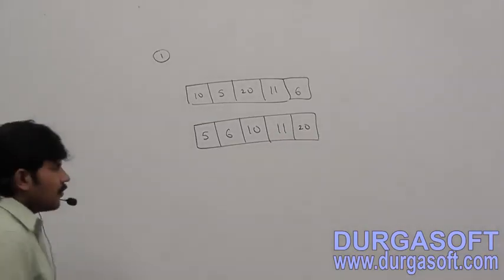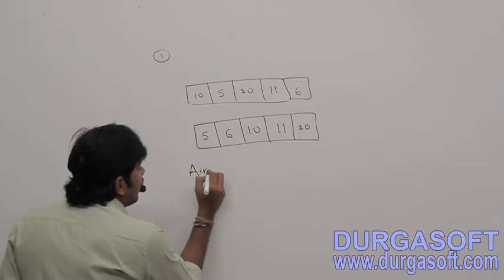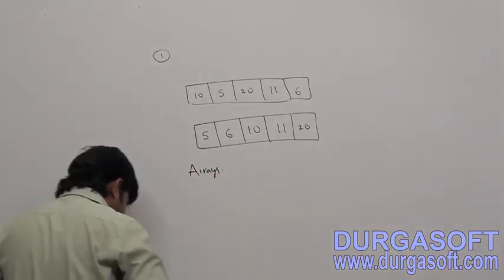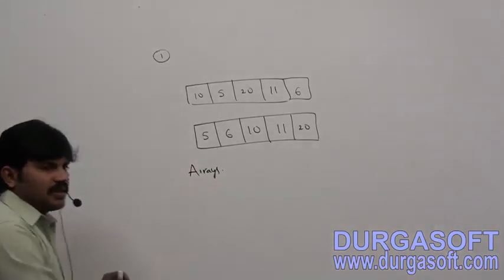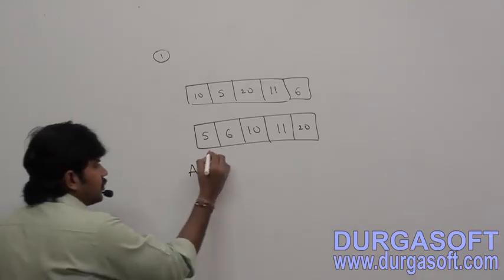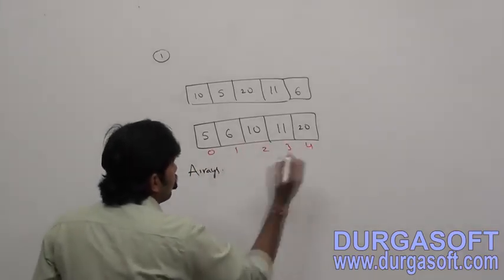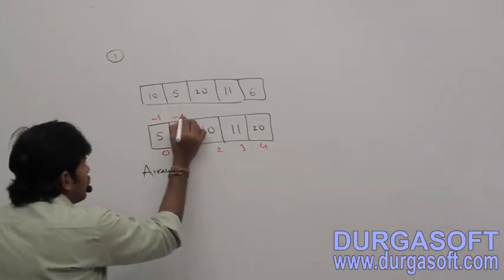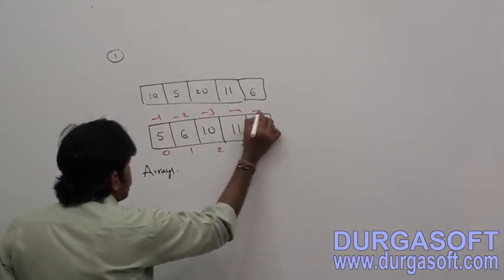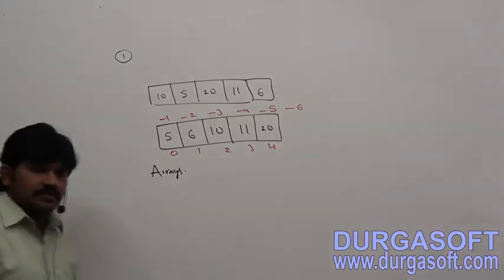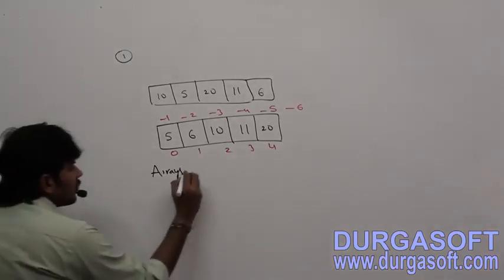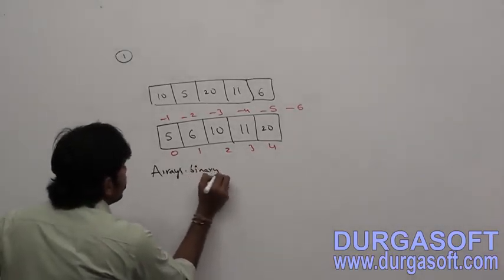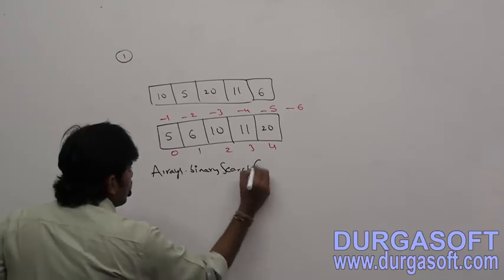Okay. Now, one minute. Here what is the insertion point? What is the index? You should have 0, 1, 2, 3, 4 index. What about insertion point? -1, -2, -3, -4, -5, -6. Okay. Arrays.binarySearch of.